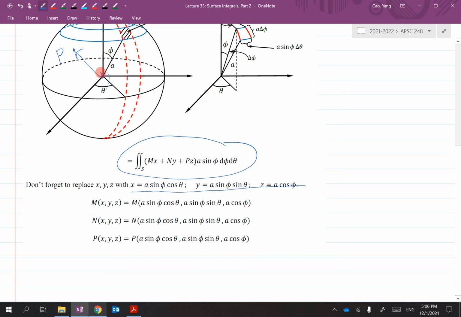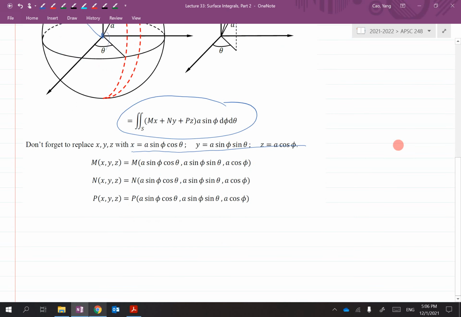Okay? Yeah. So that's what we're going to look at today. Let's look at an example, to see how we can calculate the integral if a surface is a sphere. Let's take a look at the following example here.